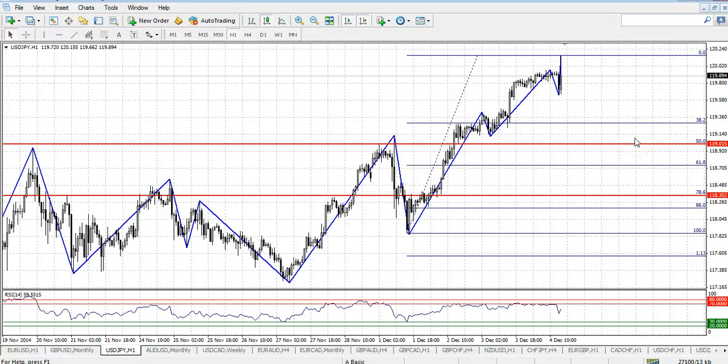These were actually the levels on today's newsletter. Obviously price has gone up a little bit now, so it was, I think, 118.90 this morning. So price has gone up about 10 pips higher now.